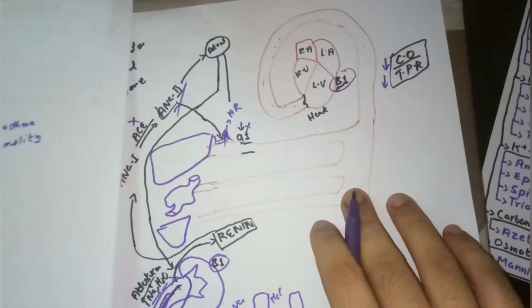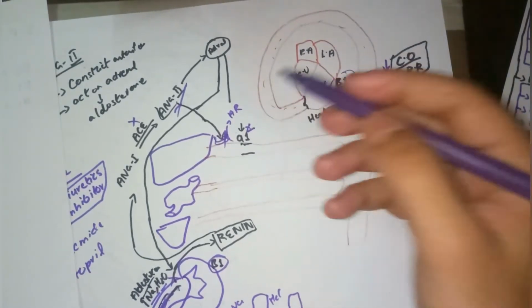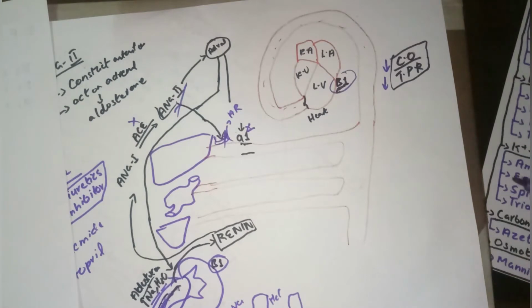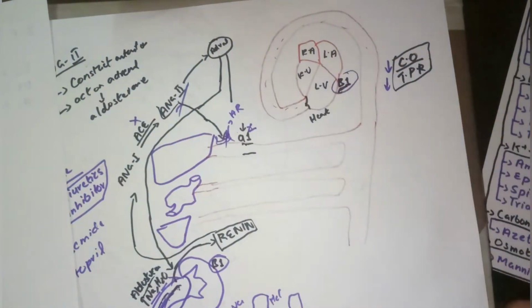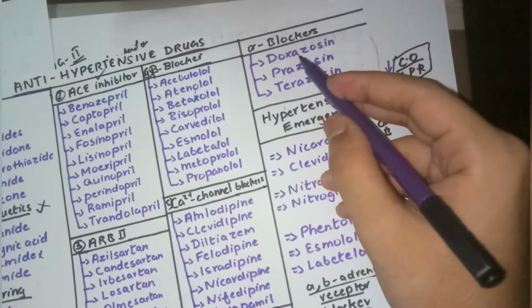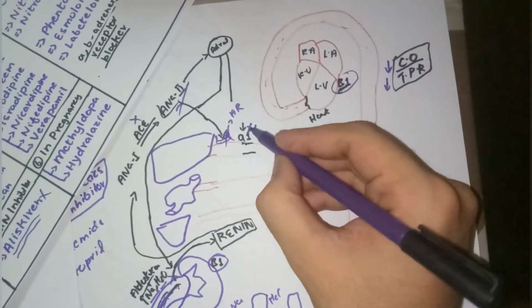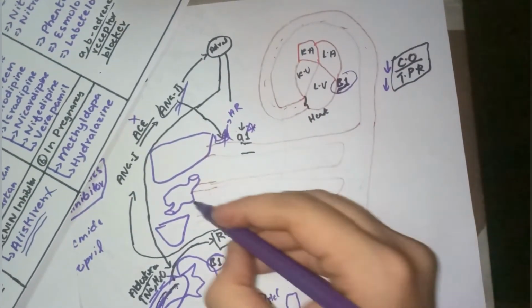Okay, so we don't usually use beta blockers or alpha blockers as well, because alpha receptors are also present on many sites of the body. If we give an alpha blocker, it will block the alpha receptor, but maybe it is also present in the GIT somewhere, then it will also block it.